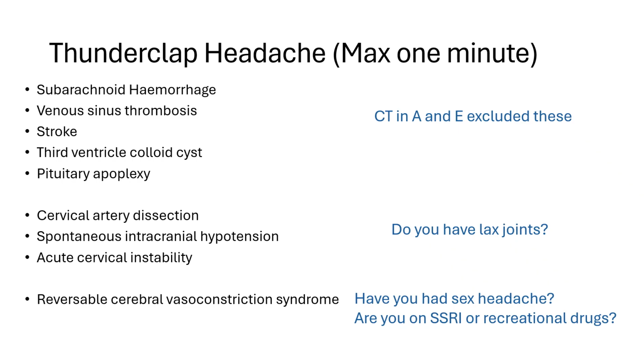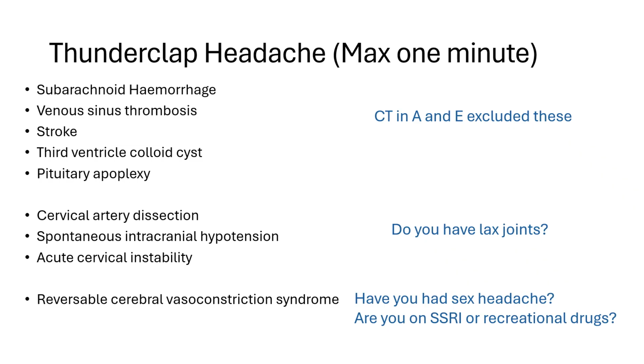So I've set the presentations of thunderclap headache into 3 sections. The first section will have been excluded by a CT in casualty. The second section, we're always on the lookout for people with lax joints, part of the Ehlers-Danlos spectrum. They have poorly supported connective tissues, and they may be, quite rarely, but it may happen in these people, cervical artery dissection. There can certainly be spontaneous intracranial hypotension, the dura can, often a fistula in the dura can rupture as it's not well supported by collagen.